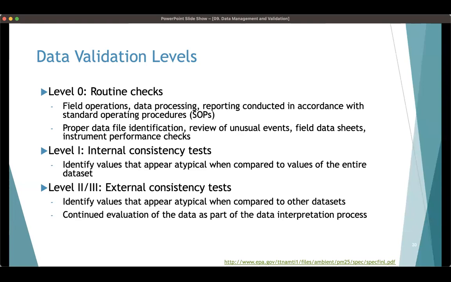Continued evaluation of the data as part of the data interpretation process. Okay? Internally means within the data. When we say external consistency test, we have to consider it as external: we compare with the data in other data sets. That's the difference between the internal consistency tests and the external consistency tests.